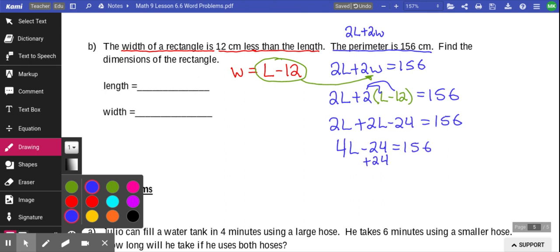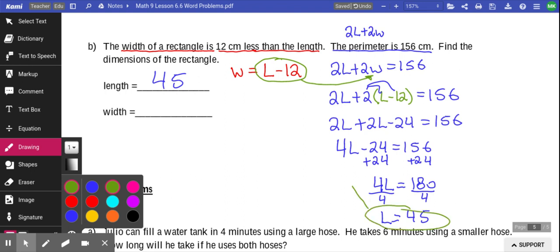I'm going to add 24 to both sides. I have 4L equals 180. If I go 180 divided by 4, I figure out the length of my rectangle is 45. I could then figure out the width by taking my length and substituting it back into my original equation. So I have width is 45 minus 12. My width is 33.